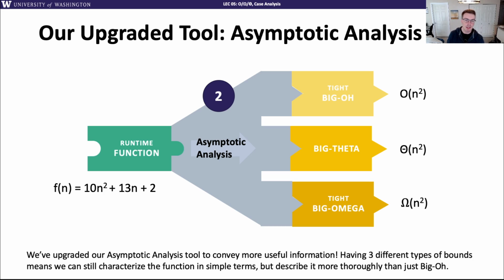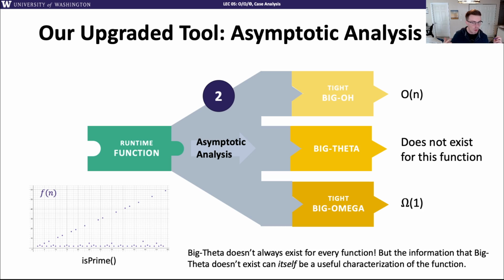Now, even more important, these things don't always exist. Remember, big theta is only going to exist if big O and big omega agree. If you look at our prime example, since the big O and big omega disagree, there is no big theta for this function. But that information can itself be useful in characterizing this function, because we know it's going to be going up and down a lot, since we can't lower bound it by a linear function. So having this can be very useful when trying to analyze a function.